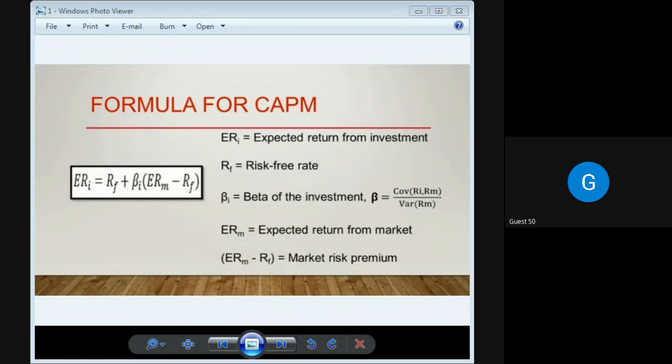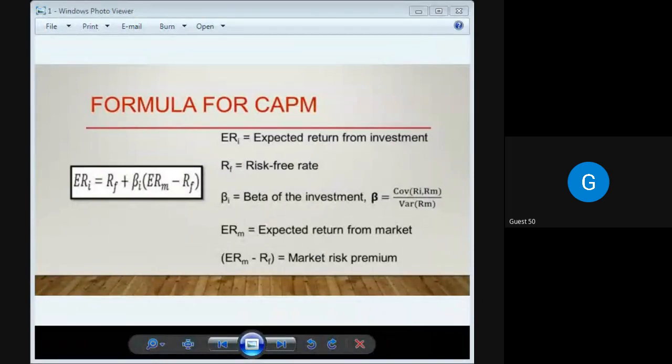If you are making an investment in a particular stock or equity, what is the expected return that you want from the investment, and how is it calculated? For that purpose, we take into consideration the risk-free rate, the beta of the investment, the expected return from the market, and market risk.